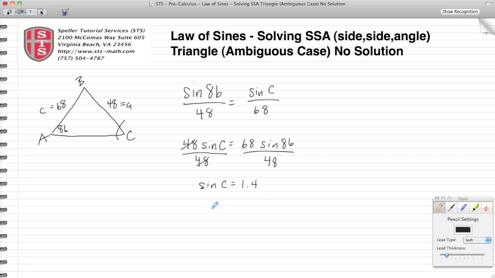Well, to solve for C, I need to take the arcsine of both sides. In doing so, I'll come up with C is equal to the arcsine of 1.4, and if I put that into the calculator to try to evaluate the arcsine of 1.4, I end up getting an error on the calculator. The reason why you get an error is because the sine of an angle is never greater than 1. So because the result is 1.4, I know that I cannot use this as a solution.